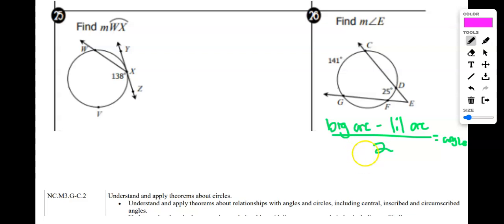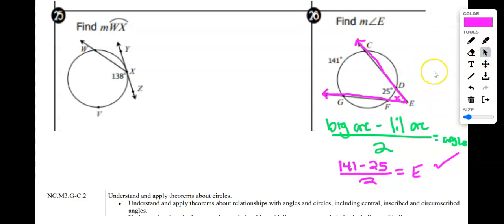Anyways, note the arcs that I'm talking about will always be in between these two lines that go through circles. They're called secants. So the big arc is indeed 141, and the little arc is 25, and I divide by 2, and that'll give me my angle, which is E. I'm looking for angle E. I could put a little X in there and call it X. So simplify that. You don't even have to solve, and you got it.